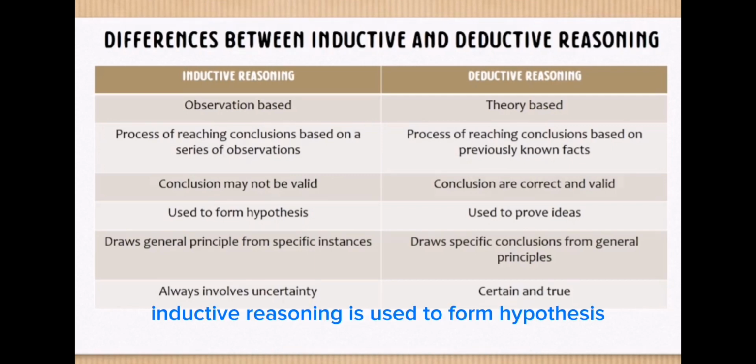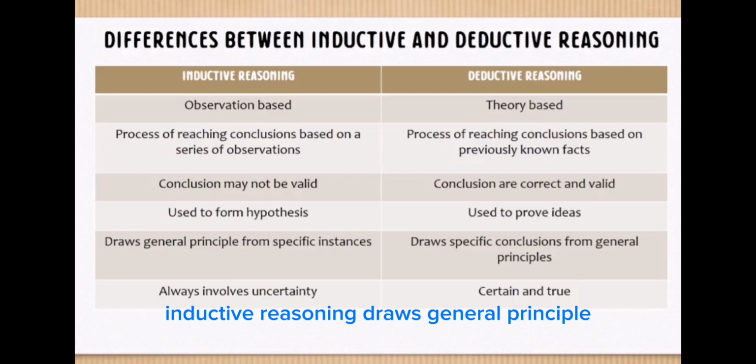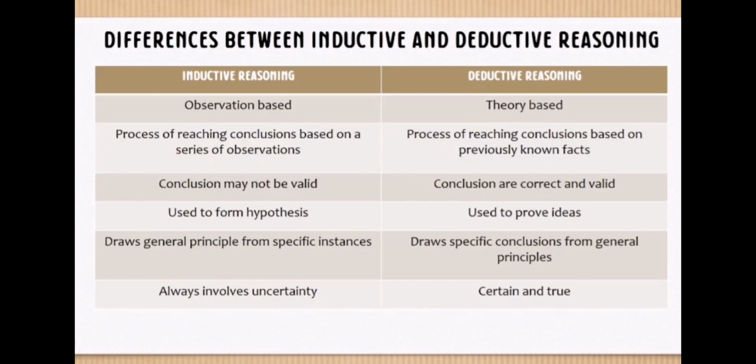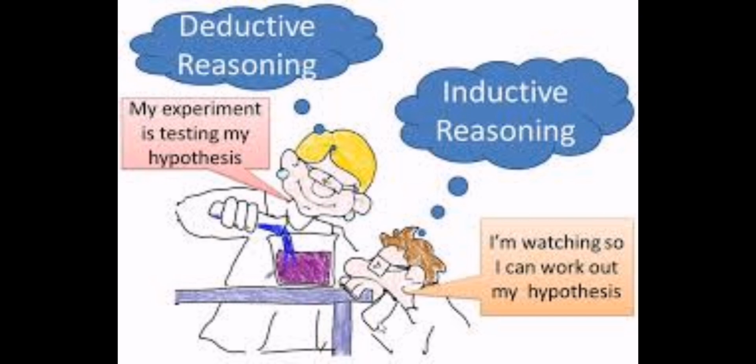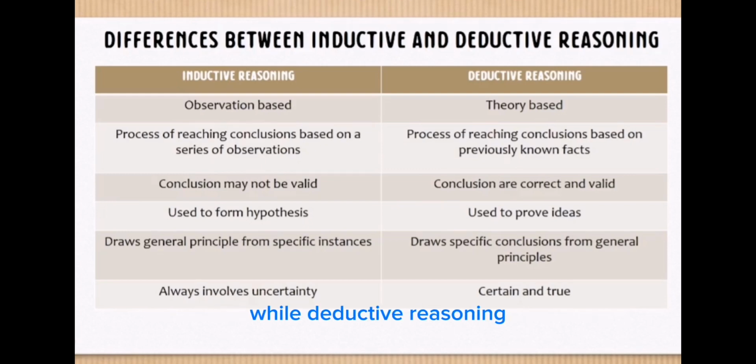Inductive reasoning is used to form hypotheses, while deductive reasoning is used to prove ideas. Inductive reasoning draws general principles from specific instances, while deductive reasoning draws specific conclusions from general principles. Inductive reasoning always involves uncertainty, while deductive reasoning involves only what is certain and true.